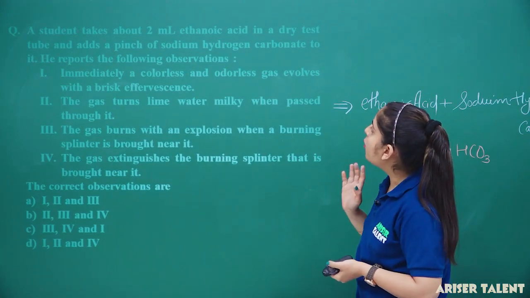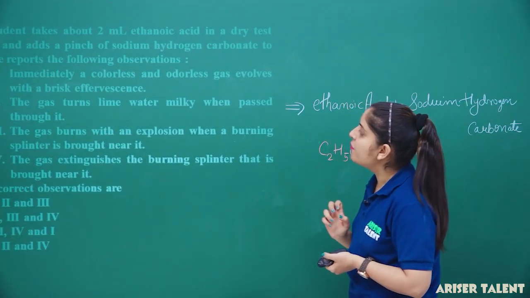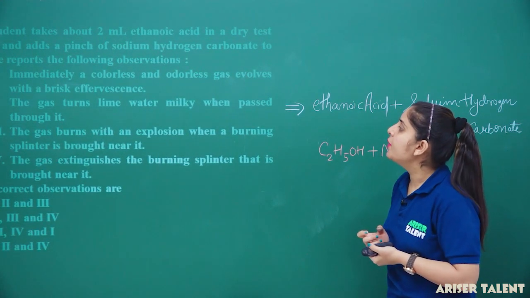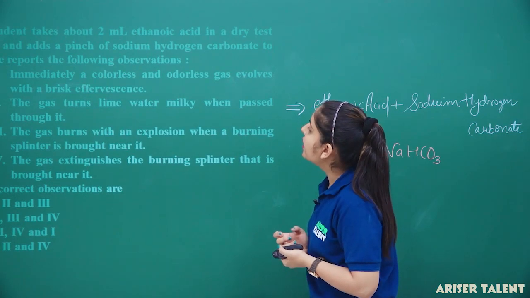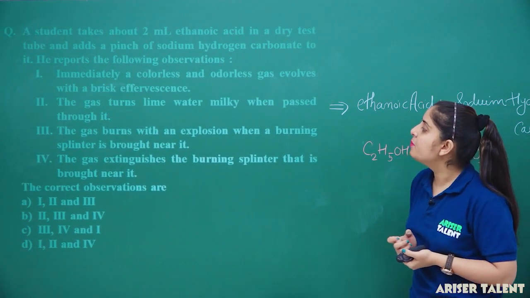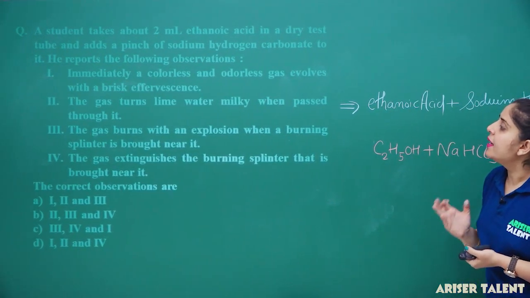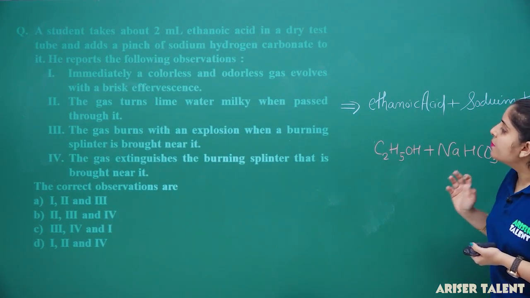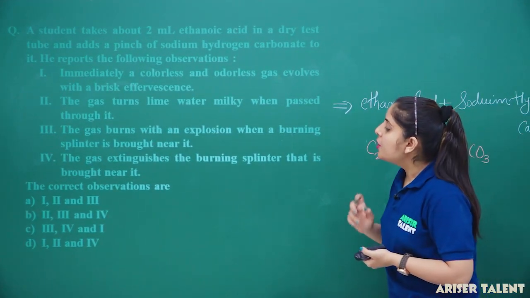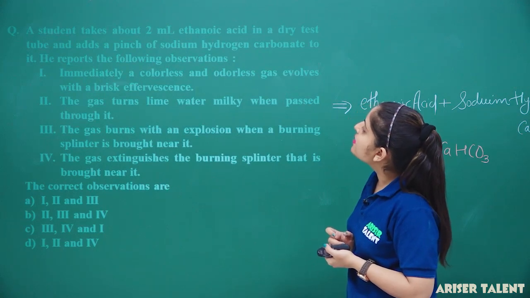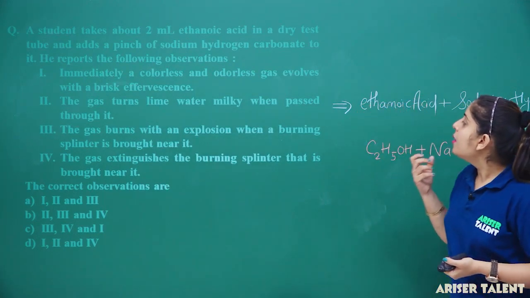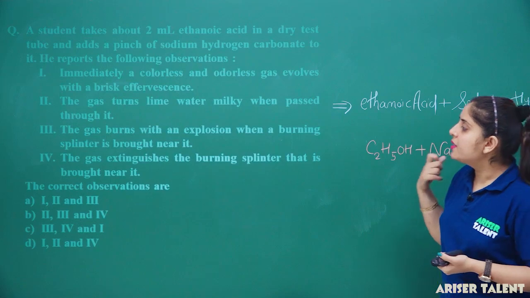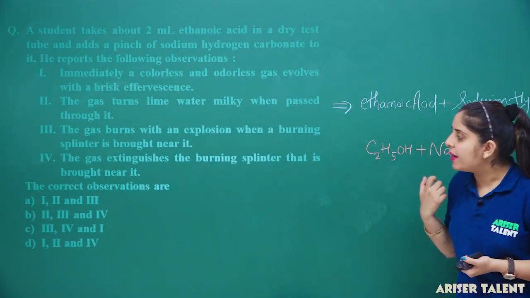Immediately a colorless and odorless gas evolves with a brisk effervescence. The gas turns lime water milky when passed through it. The gas burns with an explosion when a burning splinter is brought near it. The gas extinguishes the burning splinter that is brought near it. Now what will be the correct observations in this case? We will get a gas that will be colorless and odorless. So the first option will be the right one.